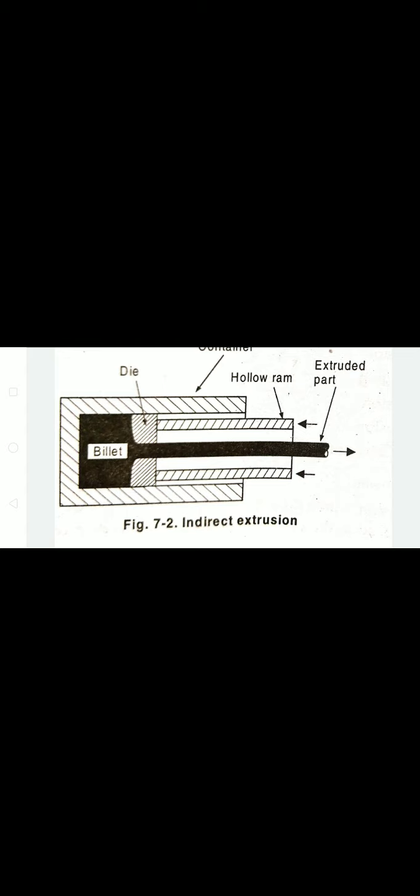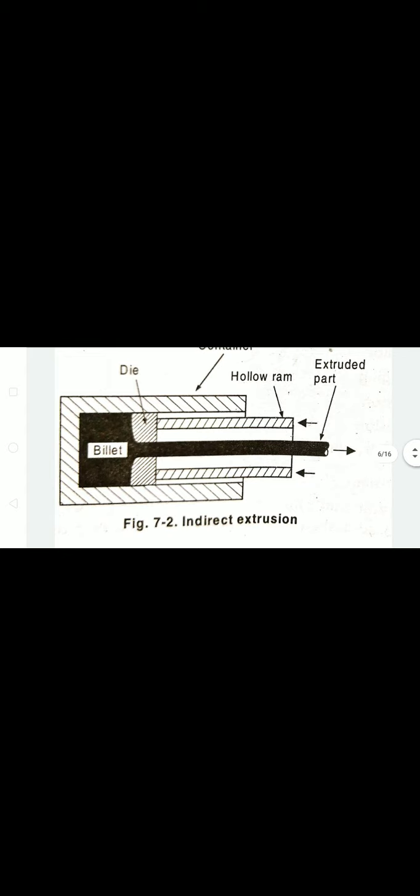Under high compressive loads, the metal flows out of the die opening in a direction opposite to the ram movement. Sometimes it is convenient to use a fixed ram with the die and move the container with the billet. In this process, the metal flow through the die takes place in a direction opposite to that of the ram movement. Hence the name indirect extrusion.